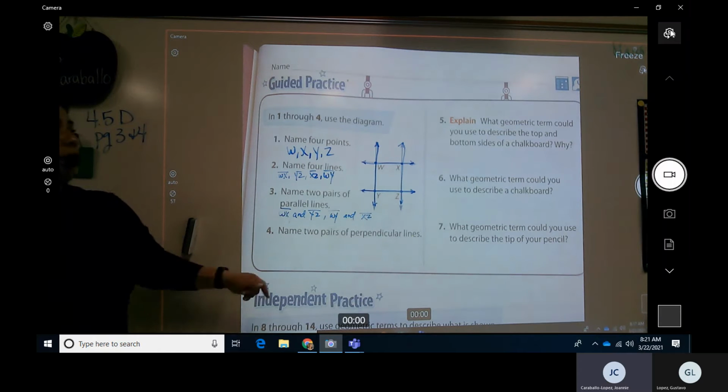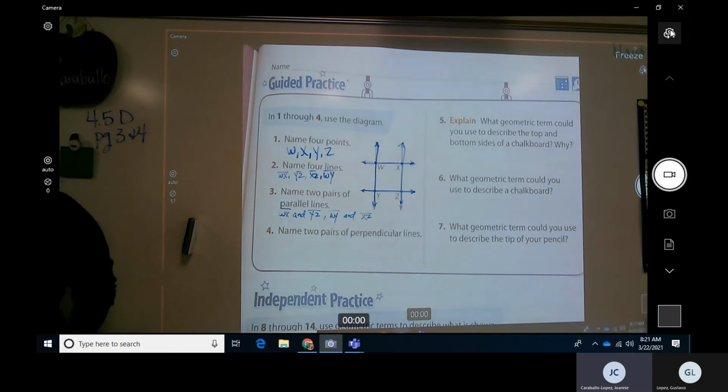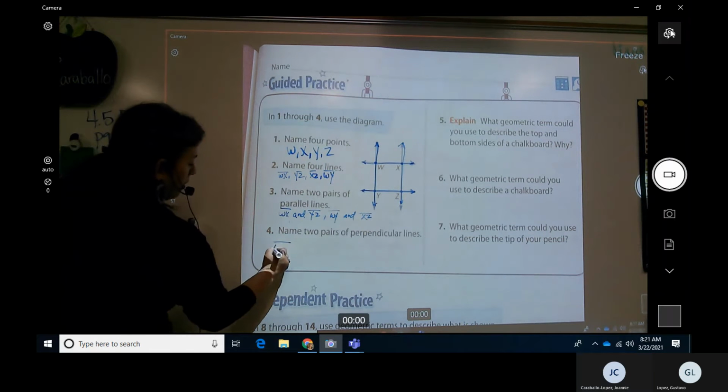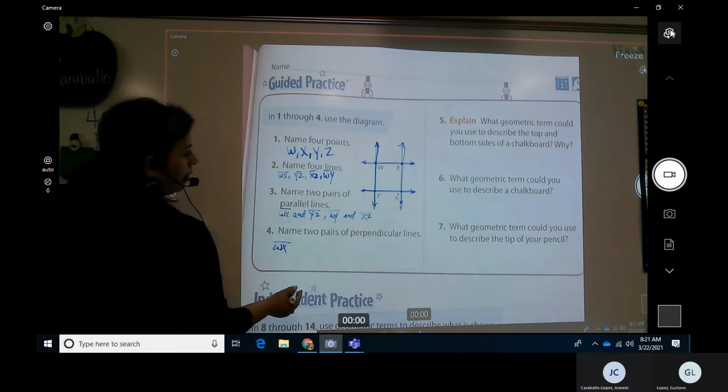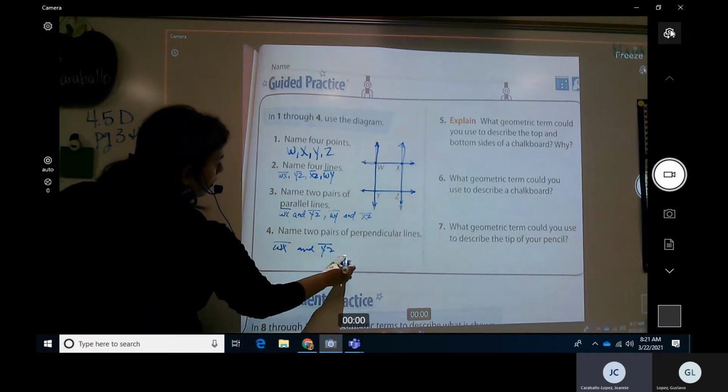Now, can someone name 2 pairs of perpendicular lines? 2 pairs of perpendicular lines. Ahora vamos a nombrar 2 pares de líneas perpendiculares. WX. Ok. ¿Y qué otra?